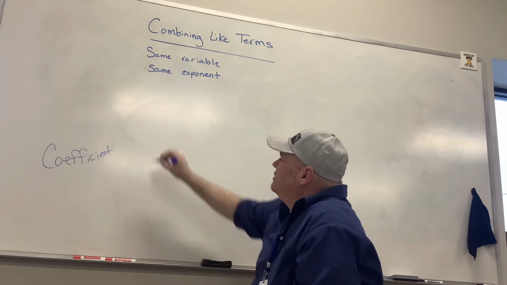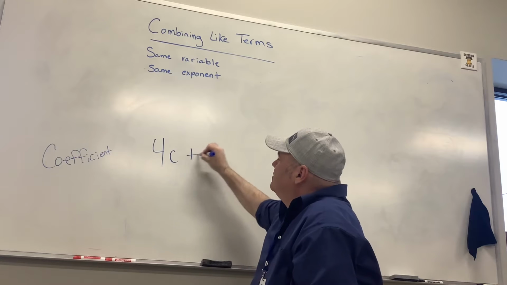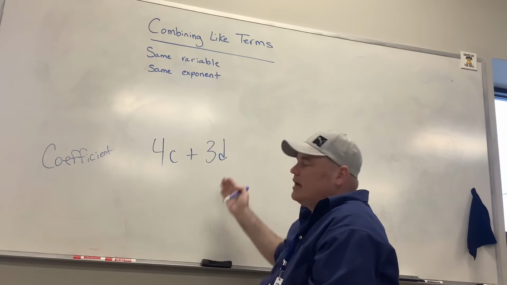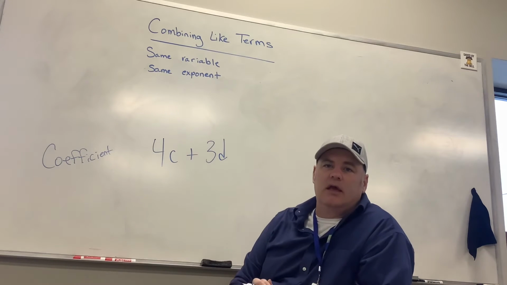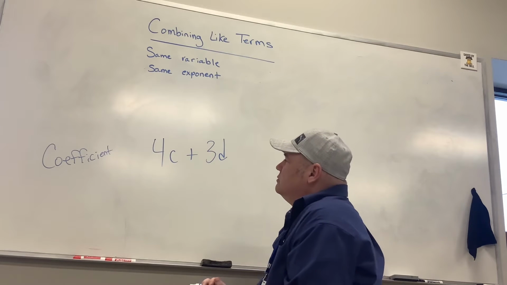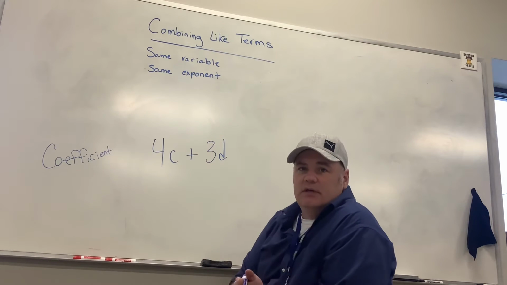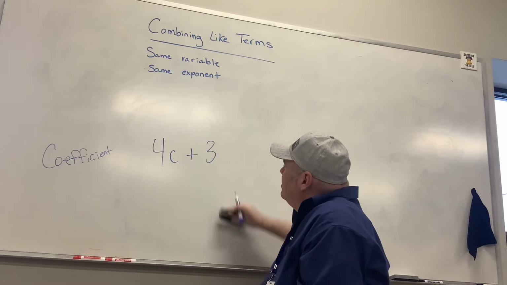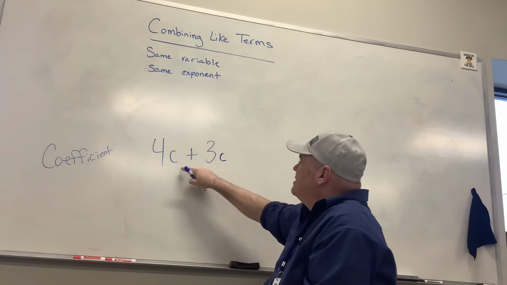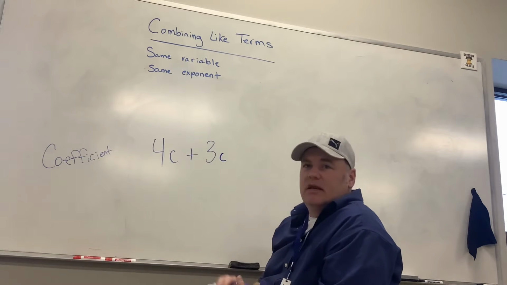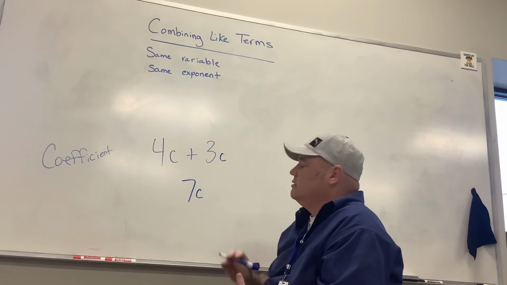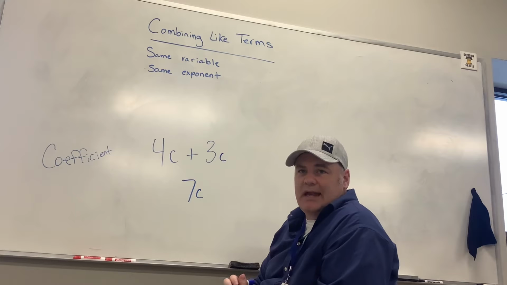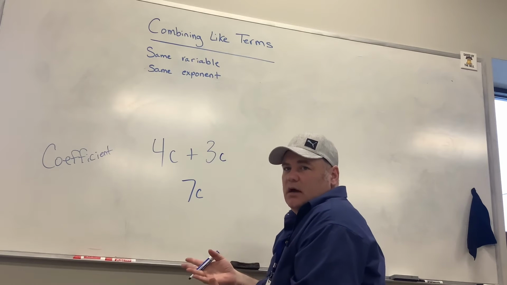If I've got 4C plus 3D, I cannot add those together. There are two separate things, so I cannot combine them by adding them. Now, if it was 4C plus 3C, the same letter, the same variable, then I can say I have 7C's, just adding the coefficients.